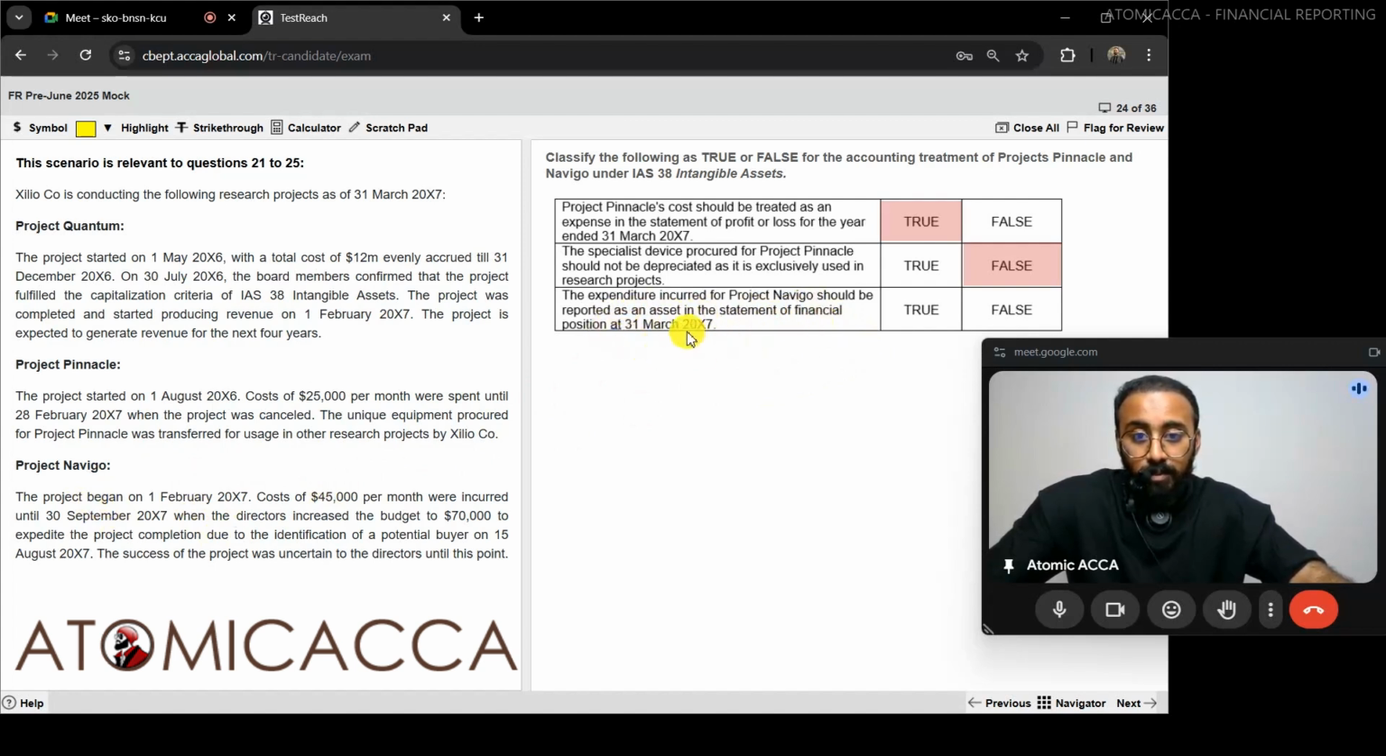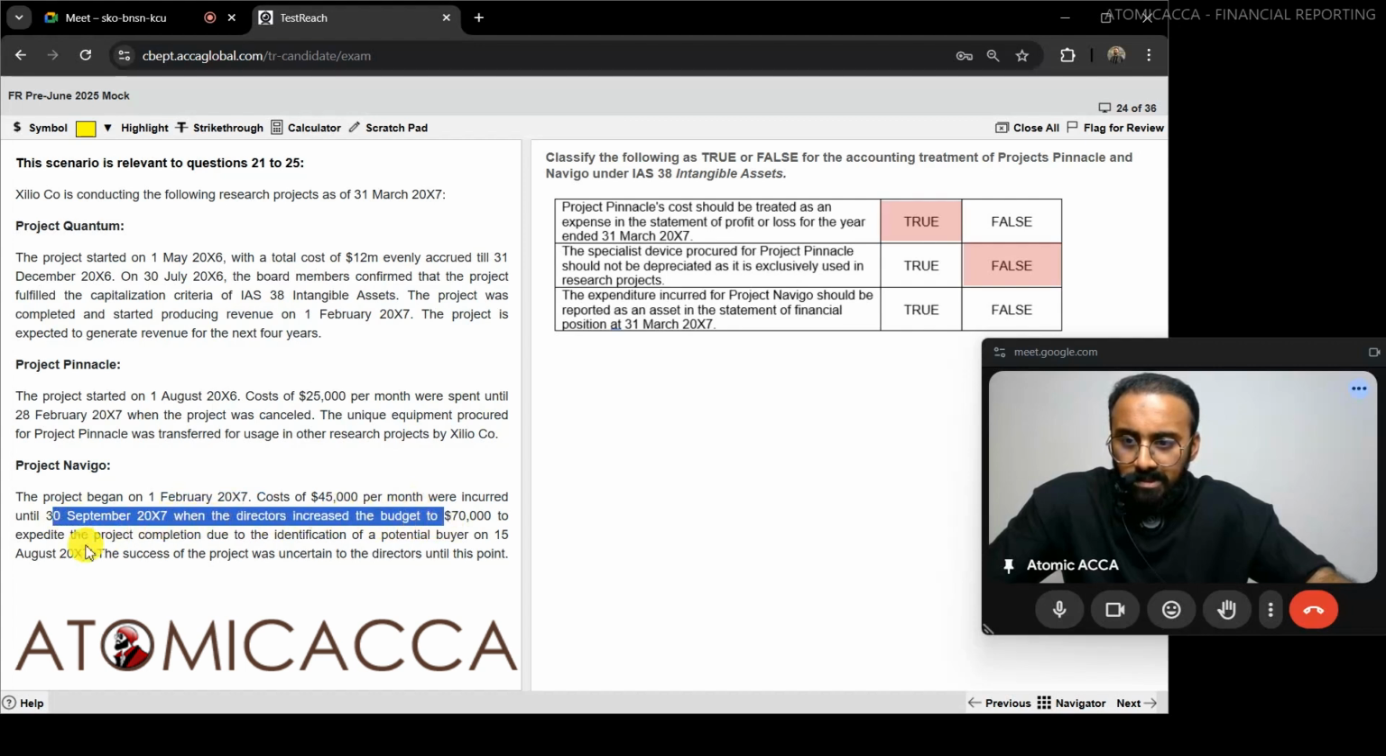Expenditure incurred for Project Navigo should be reported as an asset in the SOFP on 31st March X7. They said this project was uncertain until a certain point. What was that point? 1st February they started it, but they increased the budget on 30th September X7, whatever it is. But anyway, it's after 31st March X7.